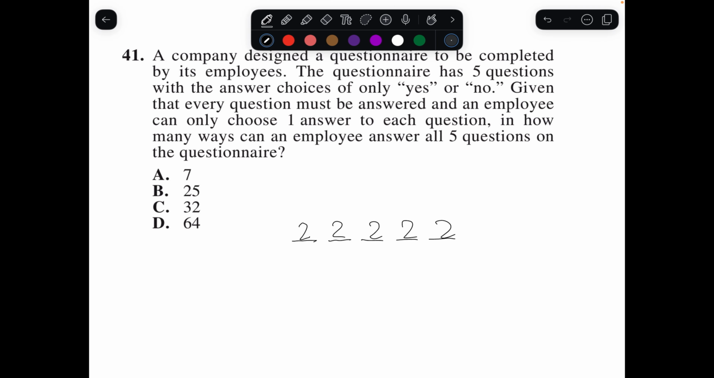So to figure out how many ways an employee can answer all 5 questions, all you would do is multiply 2 times 2 times 2 times 2 times 2, which is 2 to the 5th, right? And 2 to the 5th equals 32. So the answer to question 41 is C.